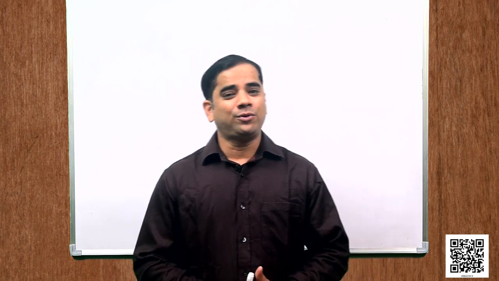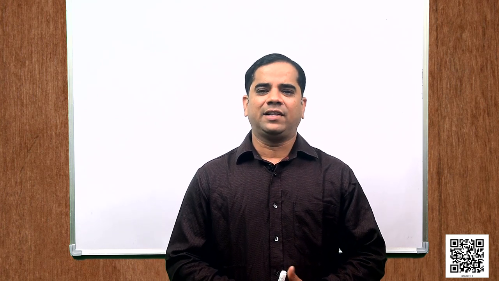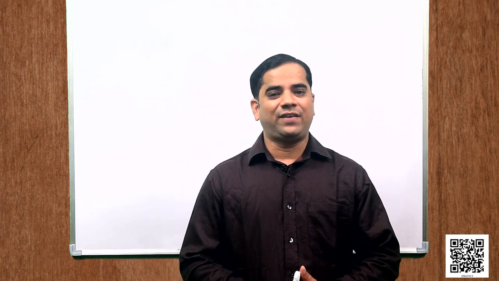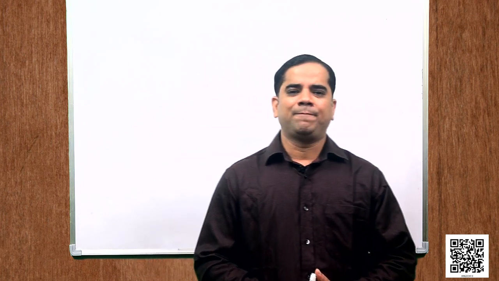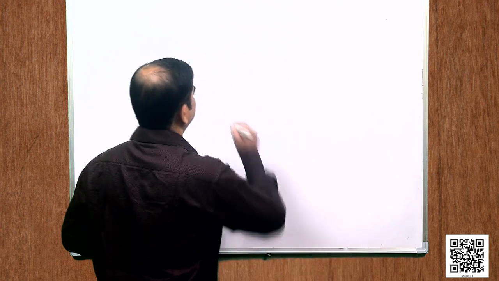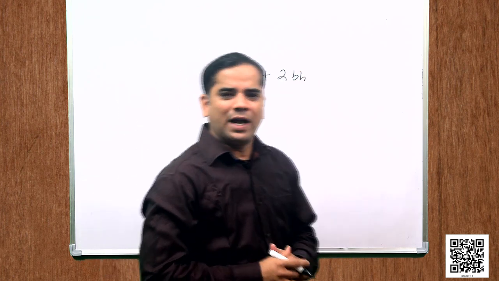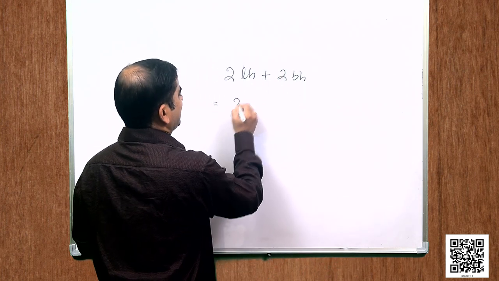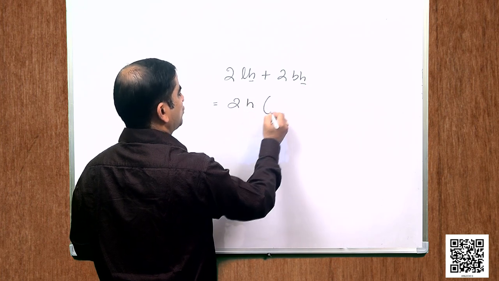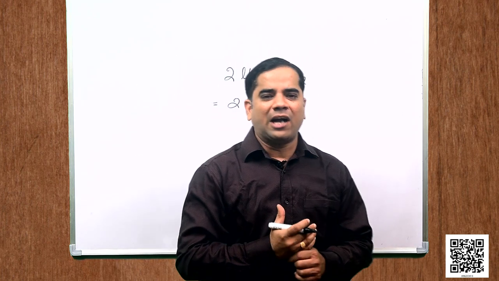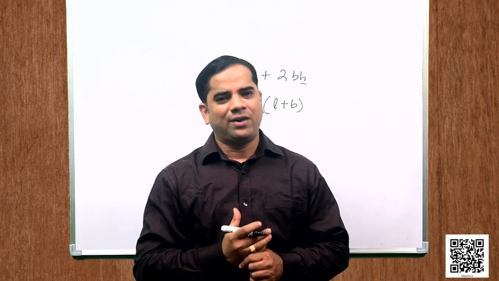Okay? Students, suppose out of the 6 faces of a cuboid, we only find the area of the 4 faces, leaving the bottom and top faces. In such a case, the area of these 4 faces is called the lateral surface area of the cuboid. So, lateral surface area of a cuboid of length L, breadth B and height H is equal to 2LH plus 2BH, that is, when I take H as common, 2H into L plus B.